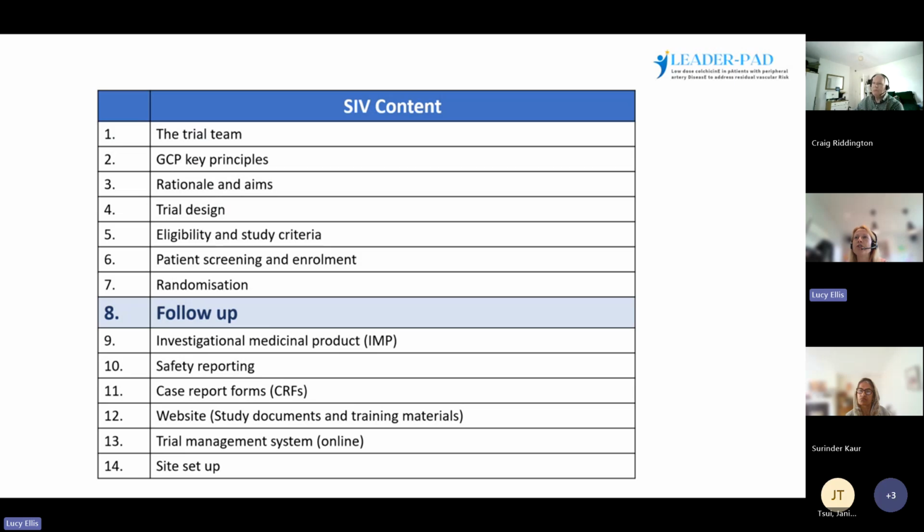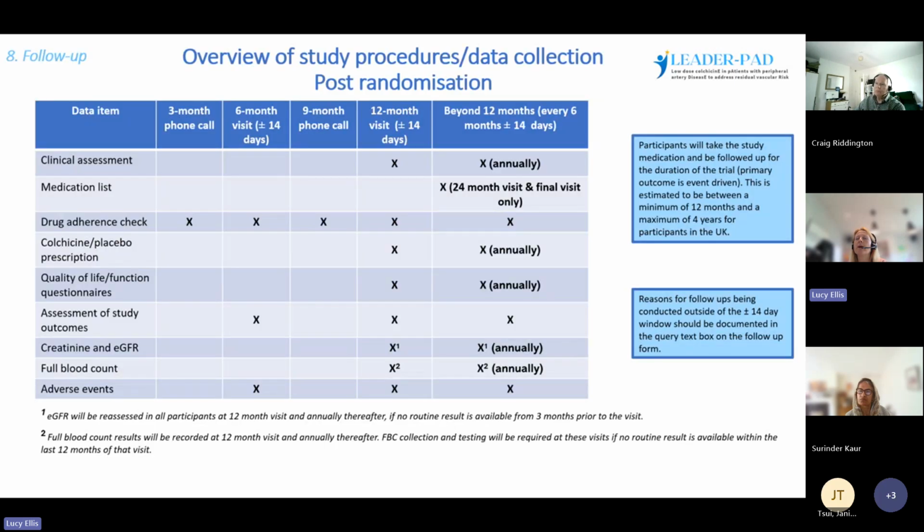Next, moving on to follow-up visits. On this slide, you'll see an outline of activities and data that are collected at the follow-up visit. In the first year, there are also 2 follow-up phone calls that I mentioned. For creatinine and EGFR results, there is guidance in the protocol about that. We'll also go through that in a couple of slides' time. For full blood count results, you're looking out for results that indicate bone marrow suppression, aplastic anemia, because they've been shown to be related to colchicine use. And any out of range results at those yearly appointments do need to be reviewed by a study doctor.